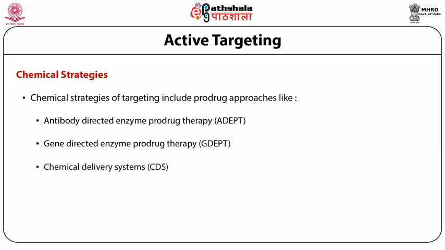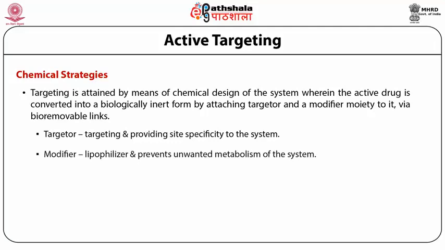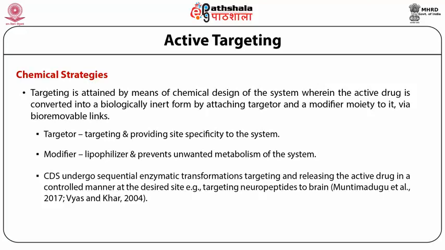chemical delivery system that is based on some prodrug mechanism. And in this chemical design of system, the active drug is converted into a biologically inert form by attaching a targeter and a modifier moiety to it via bioremovable links. That means we are making an active drug into a prodrug that will go inside the body and will be converted into the active form via enzymatic transformation or some activity of the proteins present at that specific site.